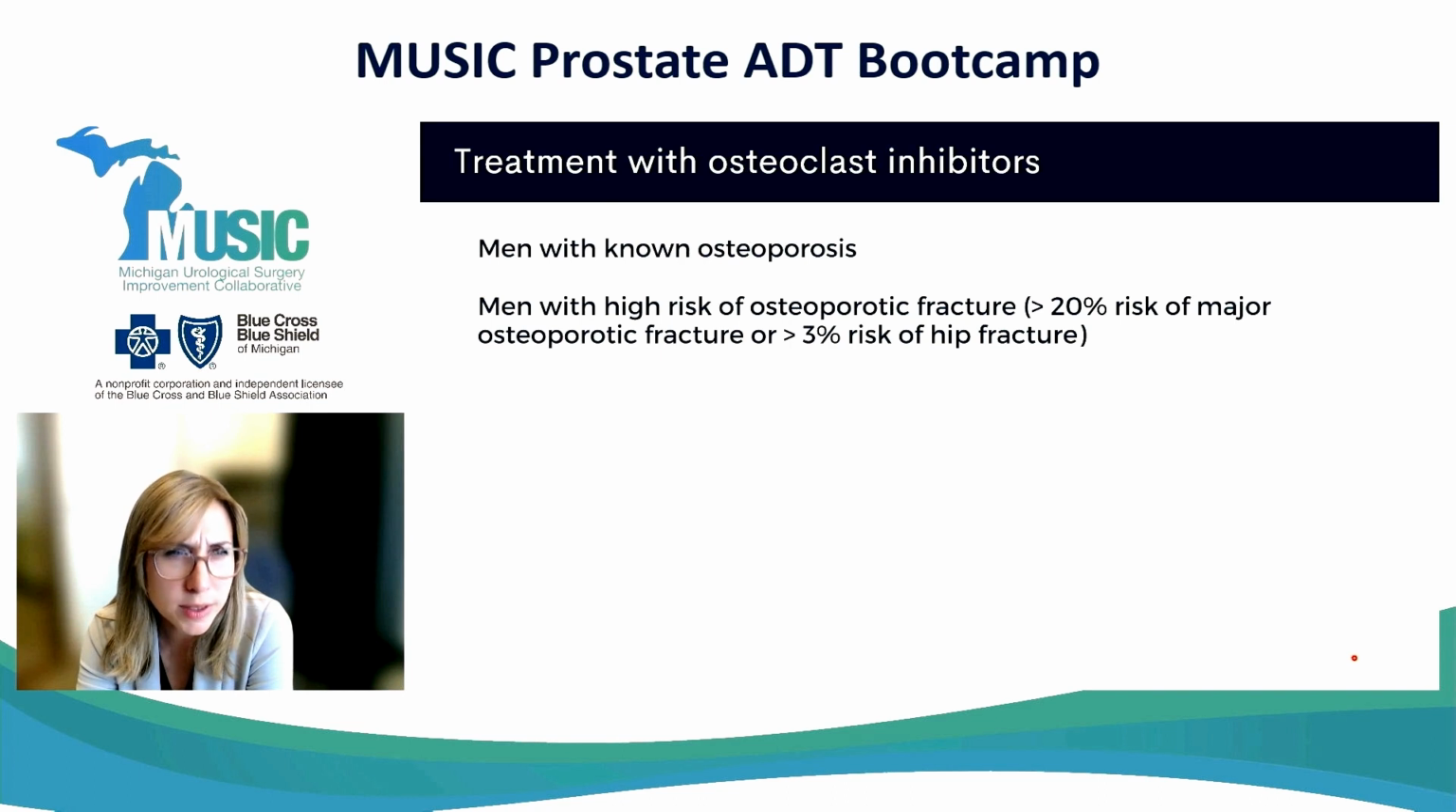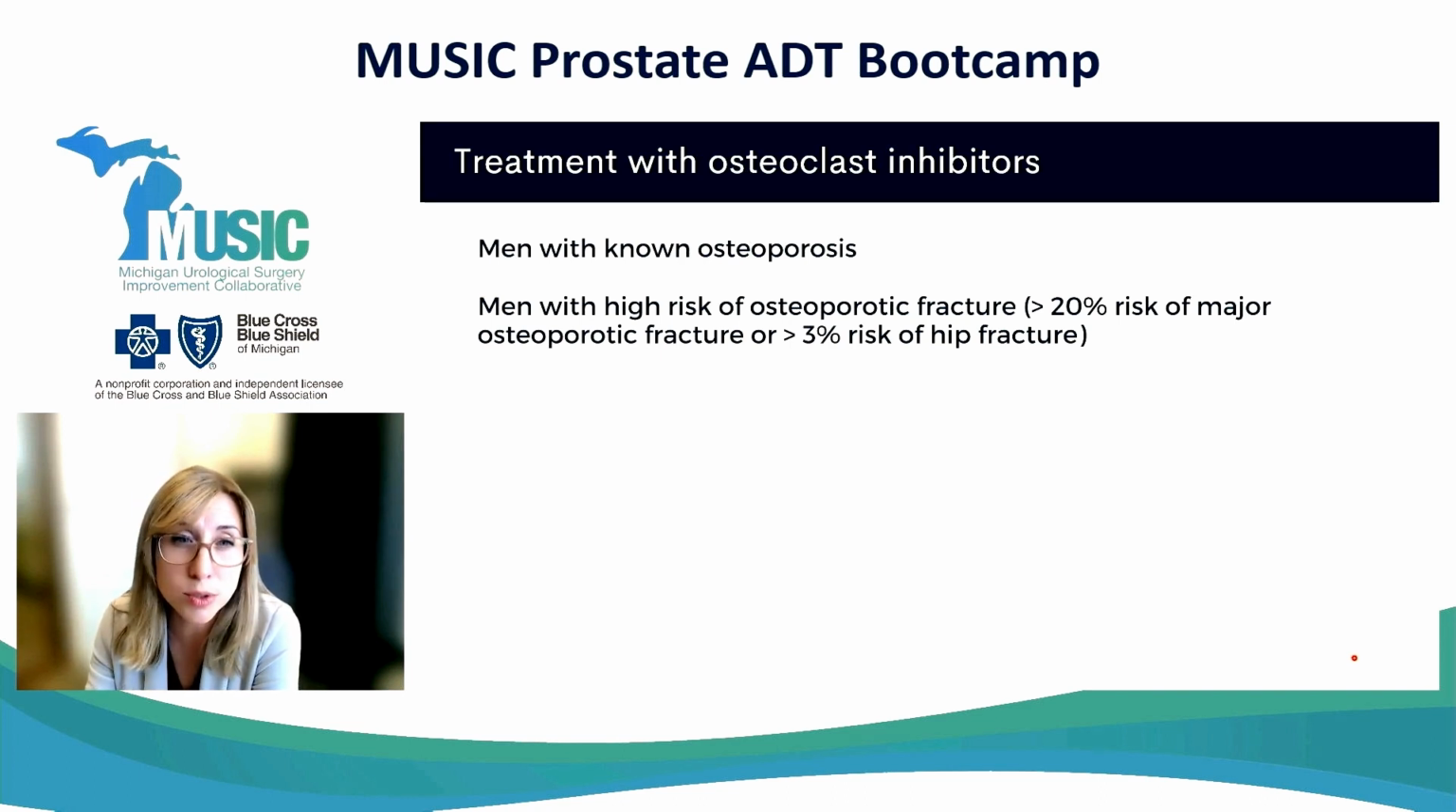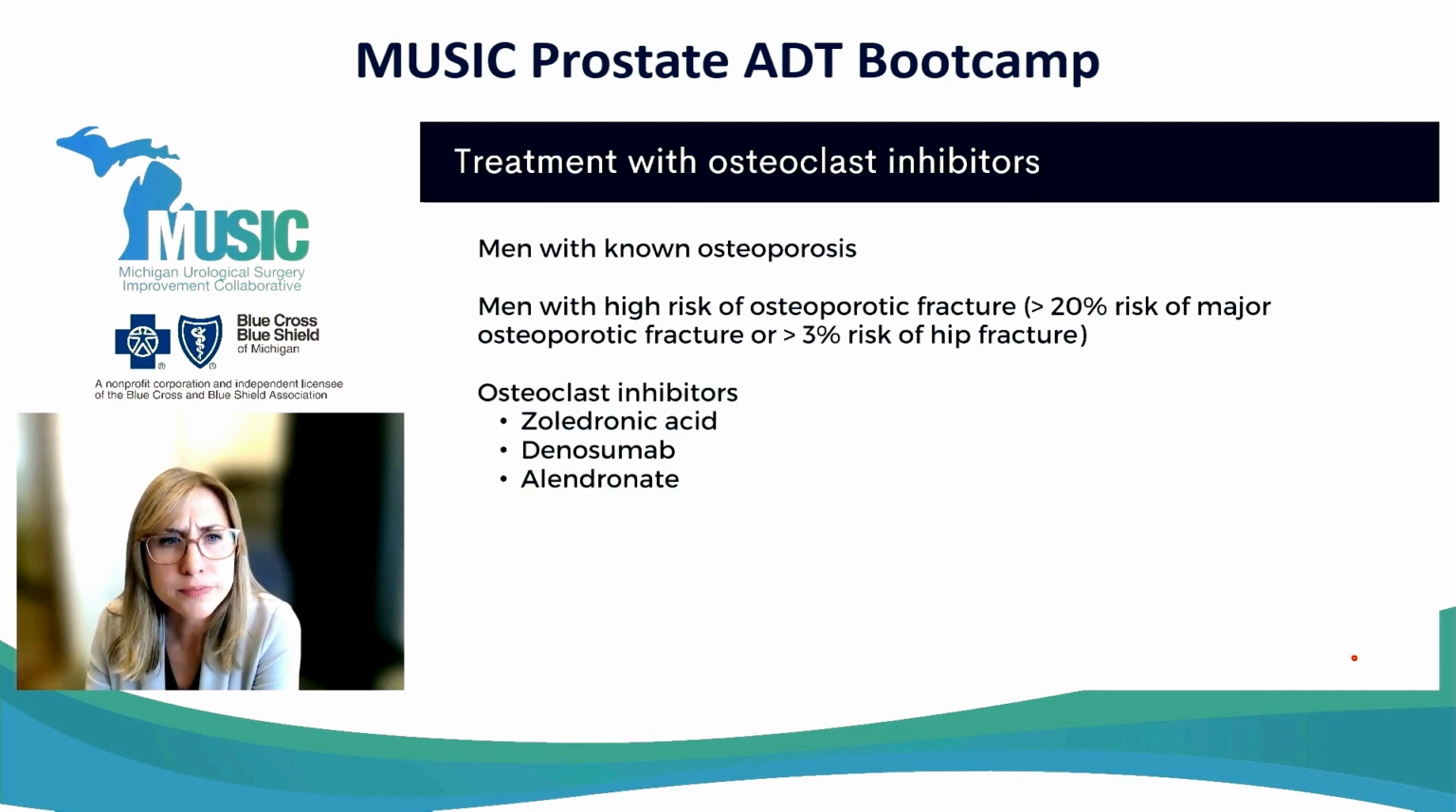So who do we recommend treating with this? I mentioned based on the FRAX score, but also men with known osteoporosis, it would be reasonable to treat with osteoclast inhibitors. And what are the osteoclast inhibitor options? Zoledronic acid, which when we're trying to prevent osteoporosis comes in the form of Reclast. This is given once a year. And then denosumab, which in prevention of osteoporosis comes in the form of Prolia, which we give every 6 months. And then alendronate is an oral osteoclast inhibitor that can be used as well.